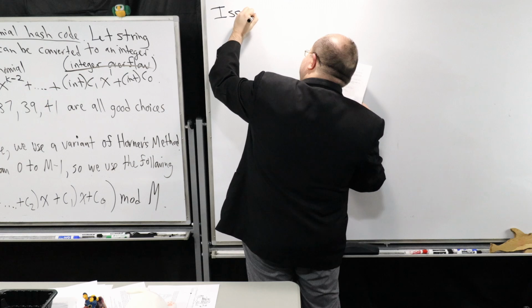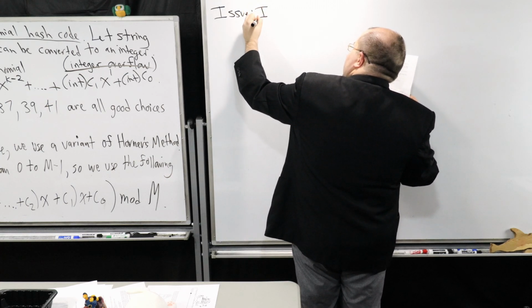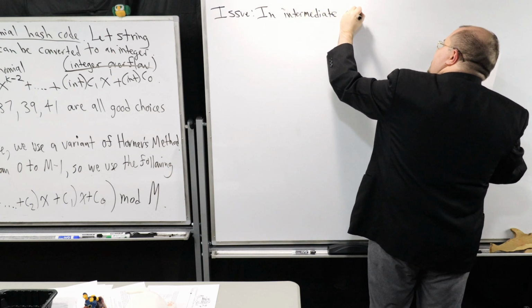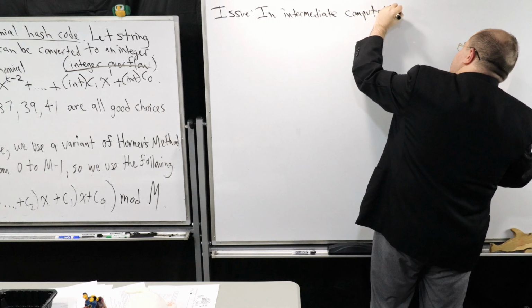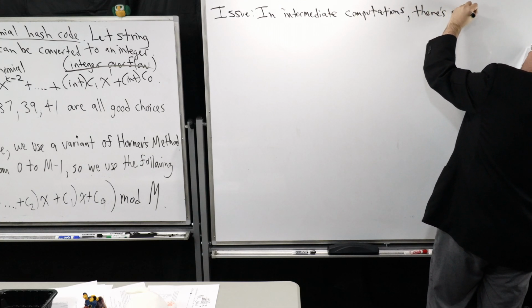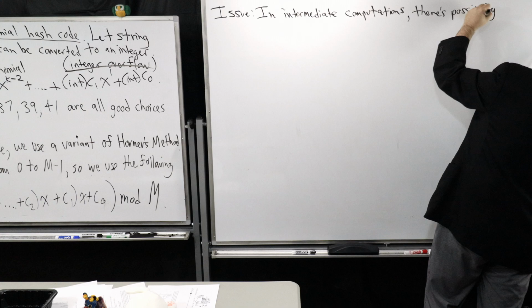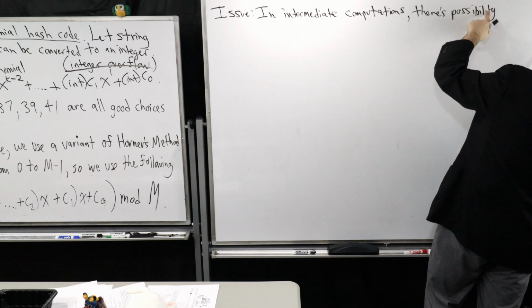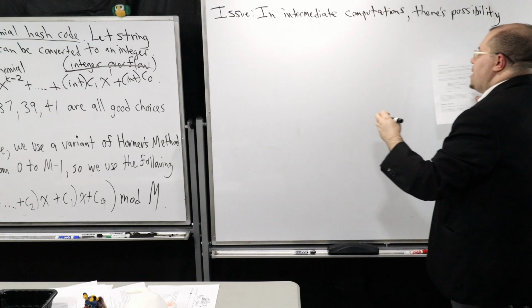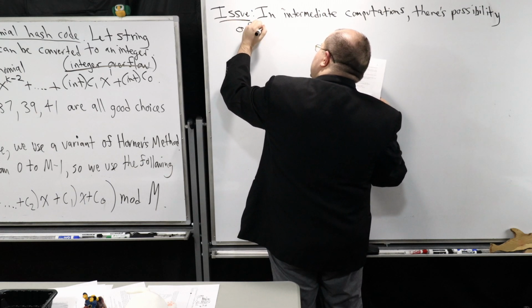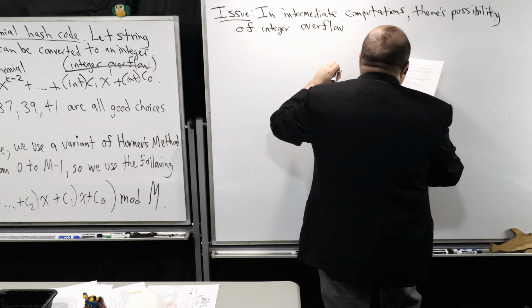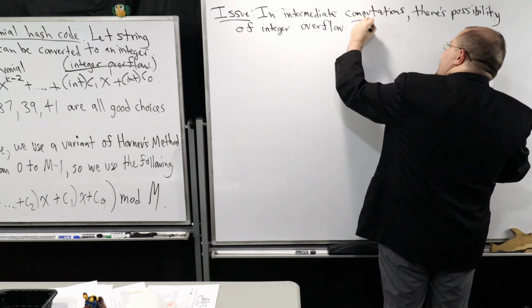So just to recap what I said about the issue: in intermediate computations, there's the possibility of integer overflow. This is not an issue.